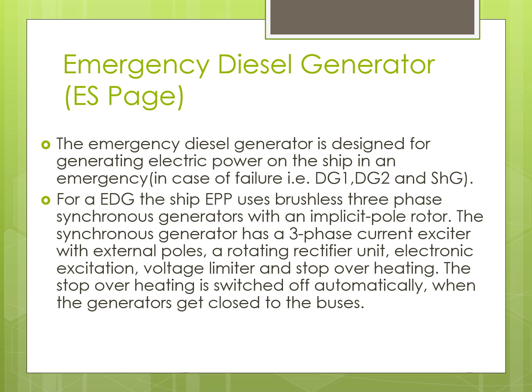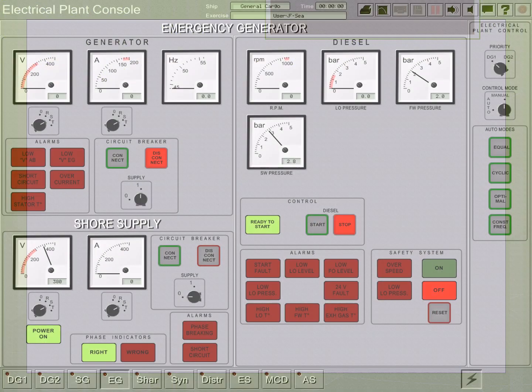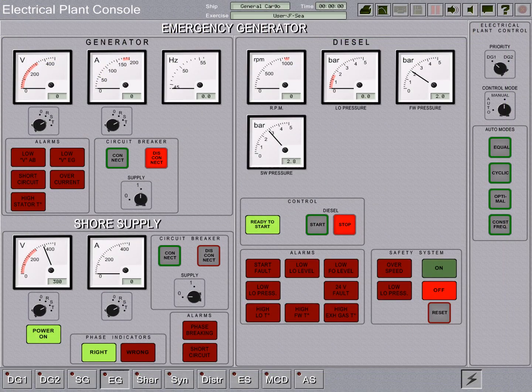For an EDG, the ship EPP uses brushless three-phase synchronous generators with an implicit pole rotor. The synchronous generator has a three-phase current exciter with external poles, a rotating rectifier unit, electronic excitation, voltage limiter and stop overheating. The stop overheating is switched off automatically when the generators get close to the buses. Emergency Diesel Generator, ES page.